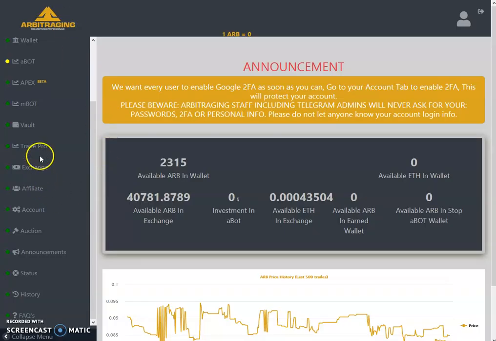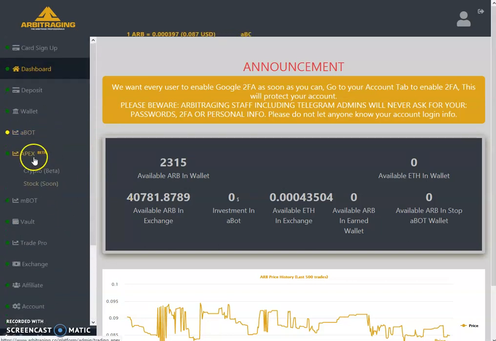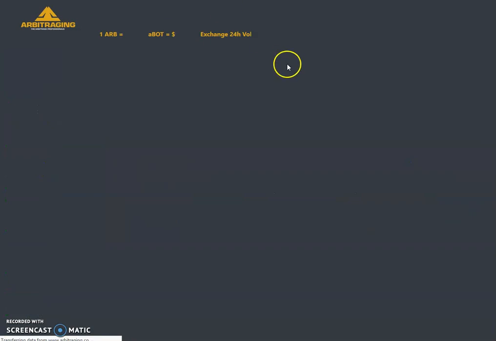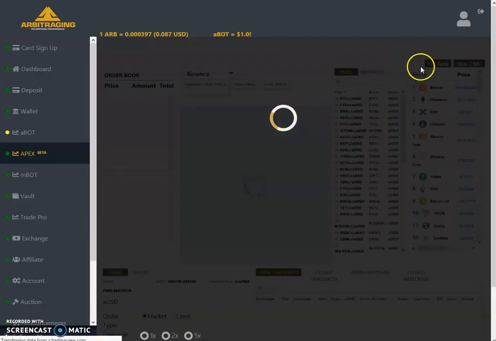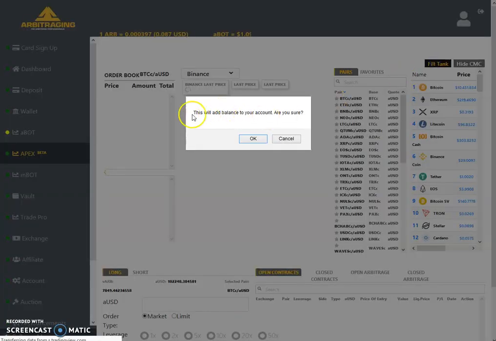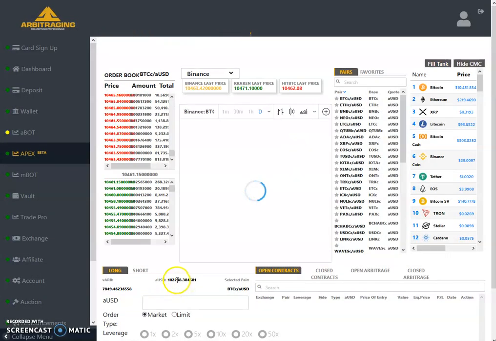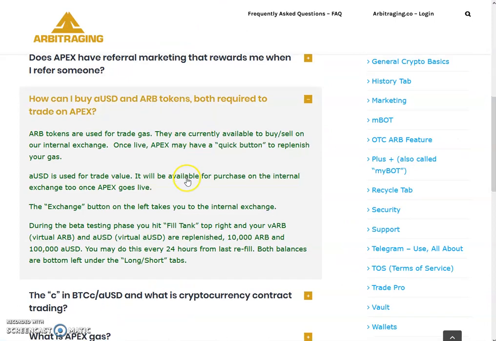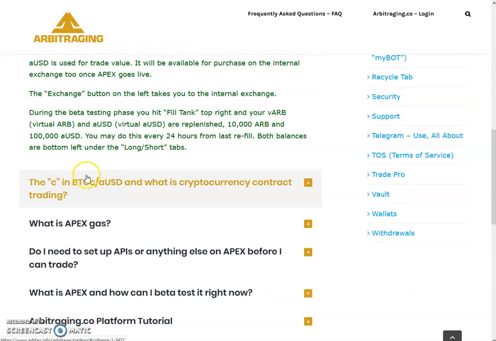You already know, but let me show you again. Where is APEX? Here it is. As you can see, this is the fill tank button. When you click on this, it will ask, this will add the balance to your account, are you sure? When you click OK, it will add the balance. I already have the balance and I don't want to refill it, that's why I am not doing it. Now let's move to the next question.